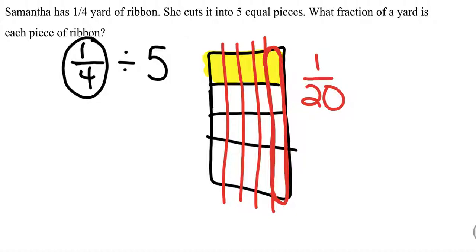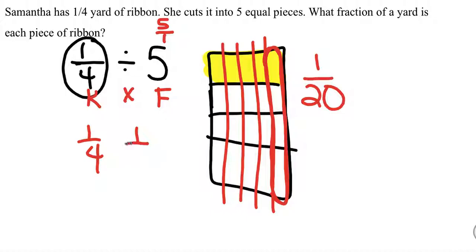Now, if we were trying to check this with an algorithm, we need to keep, then flip, then multiply. So we're keeping 1/4. What are we turning 5 into? 5 needs to be turned into a fraction first. What is 5 as a fraction? 5 as a fraction is 5 over 1, but its inverse, or its flip, is 1/5.